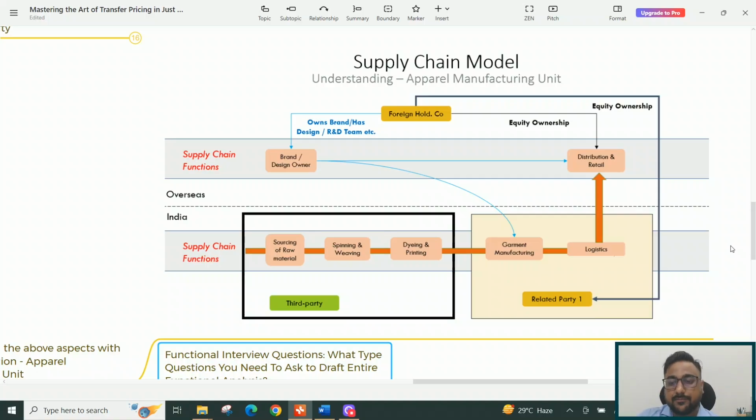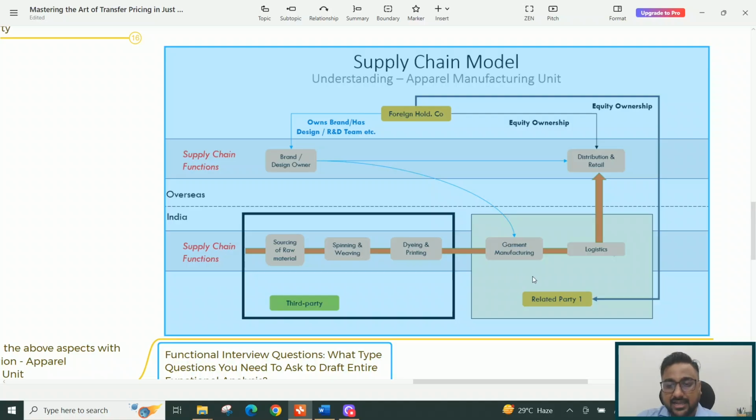Now if you see, this related party is engaged in manufacturing of the entire cloth, but in that entire manufacturing, the branding is owned by the foreign holding company, right? Now suppose this related party 1 is also engaged in sourcing of raw materials, spinning, weaving and dyeing. Probably those functions would have been done by a third party, but this related party is engaged in arranging that entire thing, from sourcing till dyeing and printing, to bringing that material into its factory premises. Obviously the related party needs to be remunerated for all these functions as well, right? So that is where we need to understand the supply chain model.